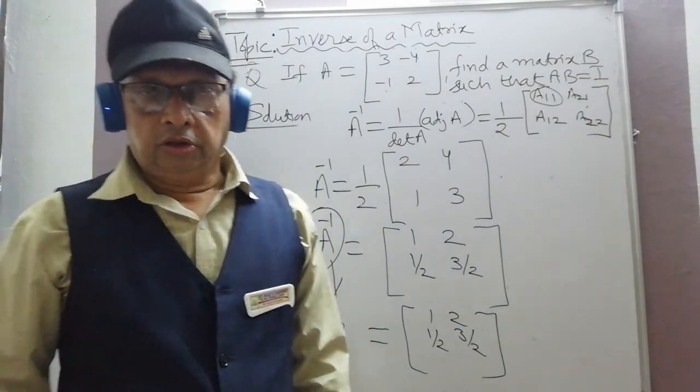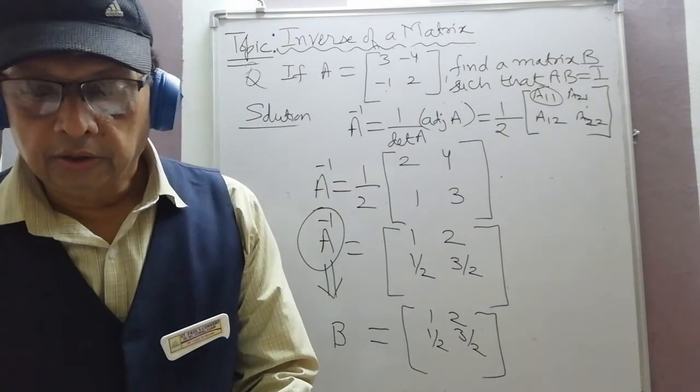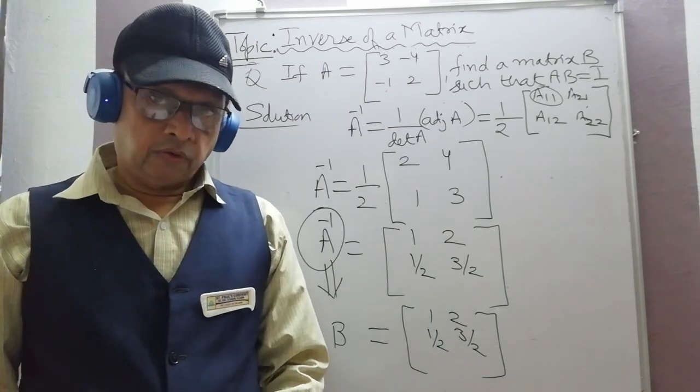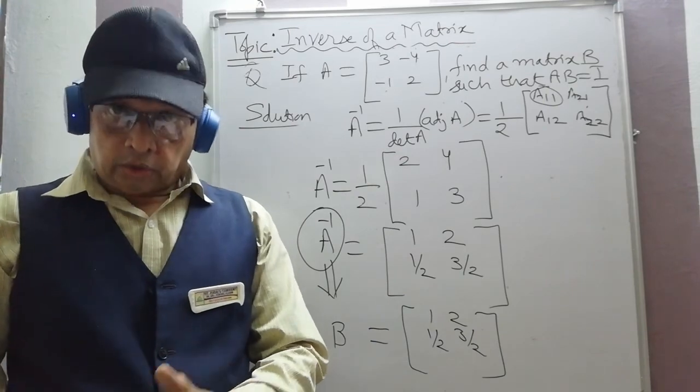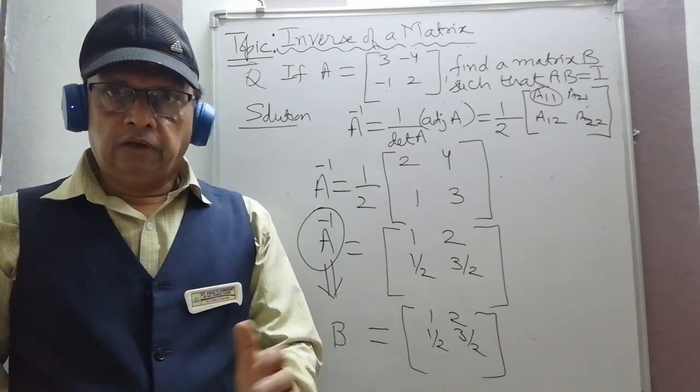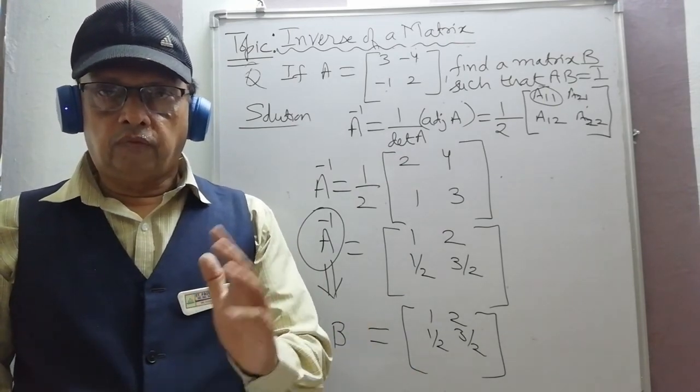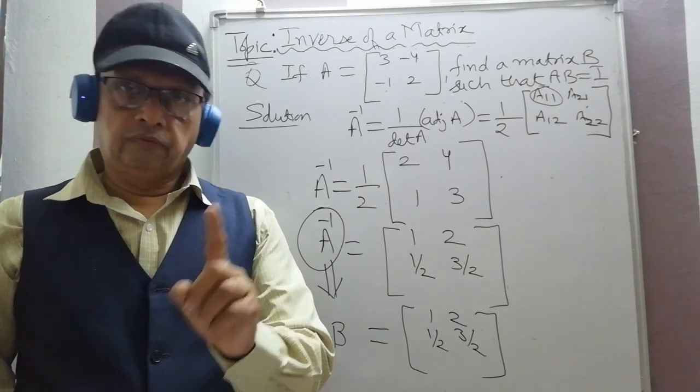So here we have seen the inverse of a matrix. Now next time, try to find the inverse of a matrix of order 3 by 2 as work for you.